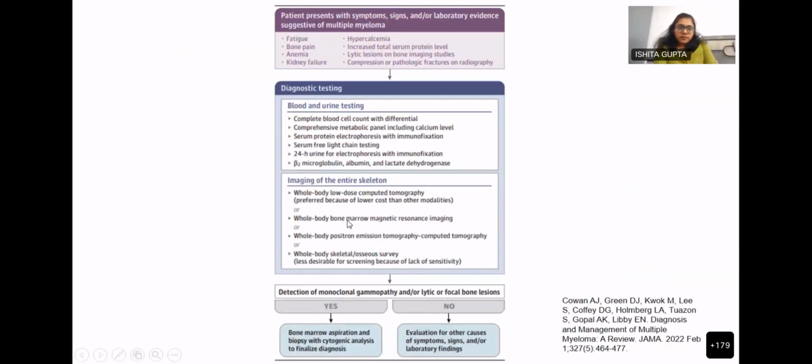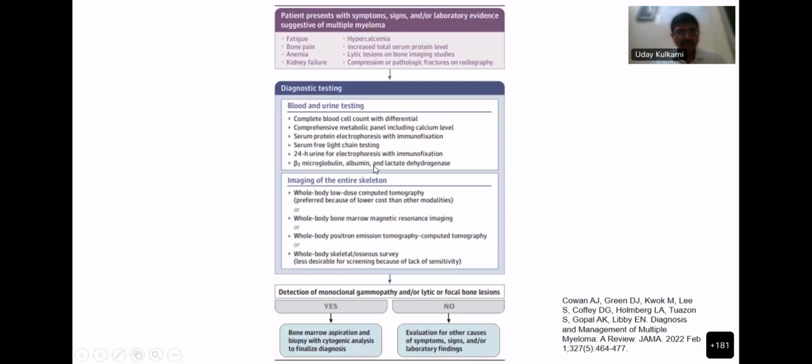So when we see these patients in the clinic, some of these patients would present with fatigue, bone pain, anemia or kidney failure. Some of them may have symptoms related to hypercalcemia. Some of these peculiar symptoms would include increased total serum protein, sometimes causing hyperviscosity symptoms, wherein they have slowness of mentation, and behavioral changes can happen when the M protein, the monoclonal protein, is very high in concentration. Patients can have lytic lesions on bone imaging, or very commonly we see compression fractures in the vertebrae.